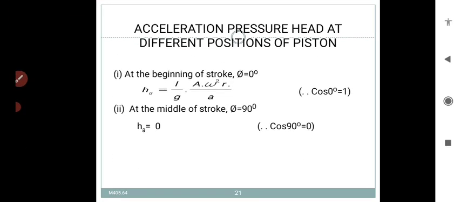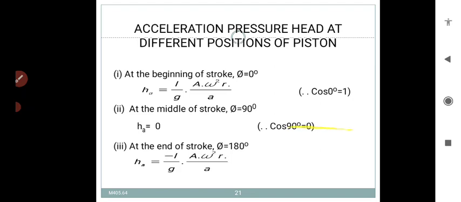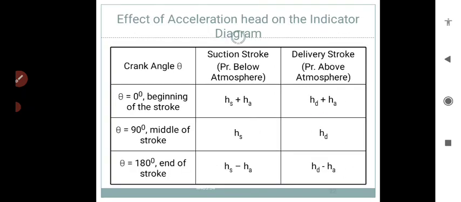HA is equal to (L/g) into (A/a) ω² into r. At the middle of the stroke, here θ is equal to 90 degrees, cos 90 is equal to 0, so HA is equal to 0. At the end of the stroke, again θ is equal to 180 degrees, that is negative, similar to that at the beginning of the stroke. So these are the effects of acceleration head on the indicator diagram.